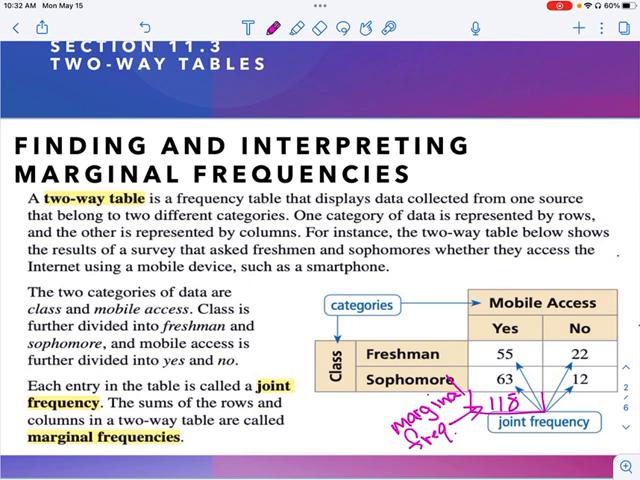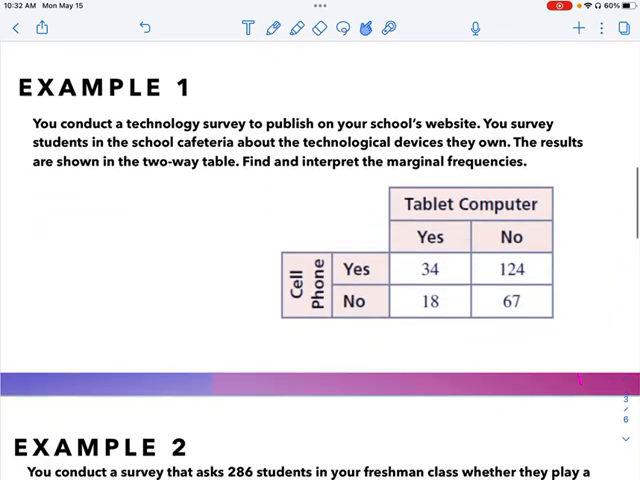Now, when you look at this data, you can break it down and you need to make sure that you understand what each of these numbers mean, what each of these joint frequencies really represent. So the 12 represents the number of sophomores that said no to mobile access. The 63 is the number of sophomores that said yes to mobile access. 55 is the number of freshmen that said yes to mobile access, and 22 is the number of freshmen that said no to mobile access. So that's the kind of information that you can pull off of this.